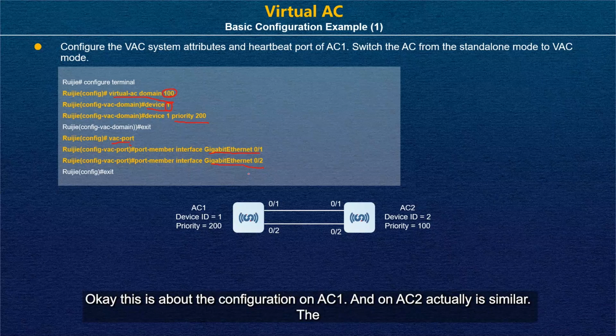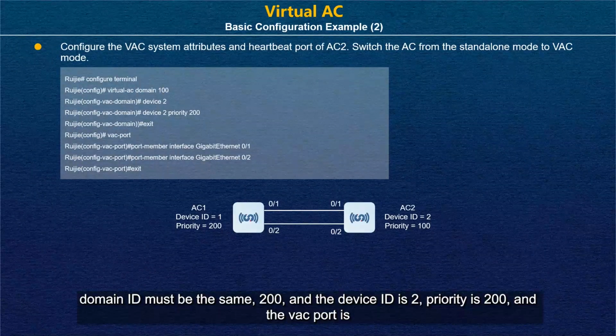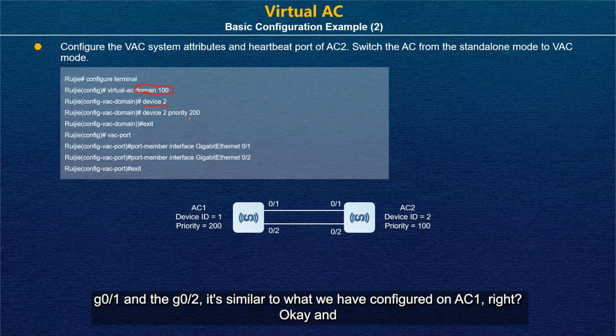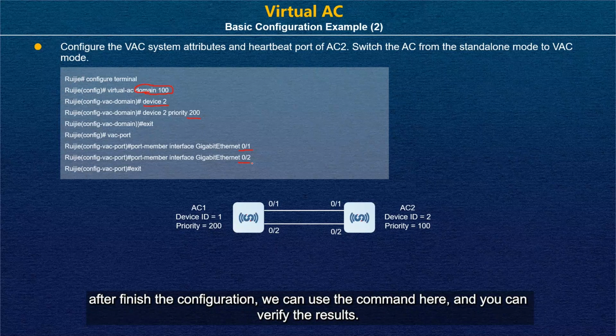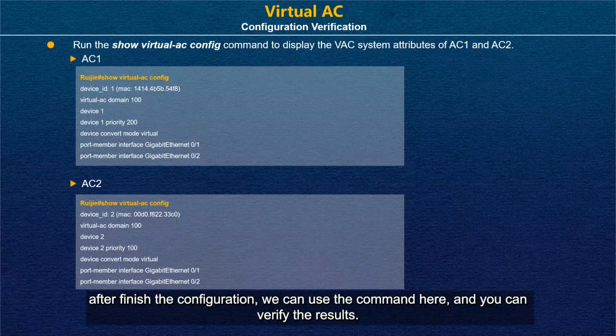Okay, this is about the configuration on AC1, and on AC2 it is similar. The domain ID must be the same, the device ID is 2, priority is 200, and the VAC ports are 0/1 and 0/2. It's similar to what we have configured on AC1. And after finishing the configuration, we can see the commands here, and you can verify the results.